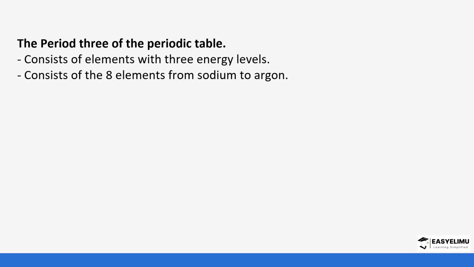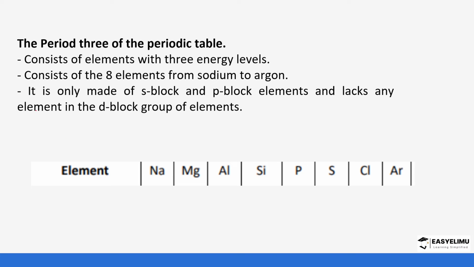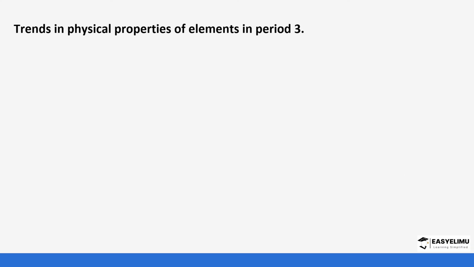So the period 3 elements usually have 3 energy levels, and they consist of 8 elements from sodium to argon. It's only made of S block and P block elements and lacks D block elements. So we have sodium, magnesium, aluminium, silicon, phosphorus, sulfur, chlorine, and argon, and we say that they have 3 energy levels. We'll look at the configuration later on when we are discussing some of the properties.